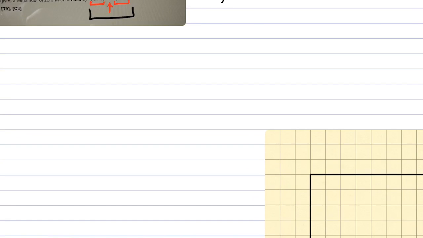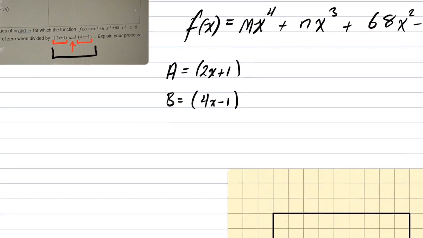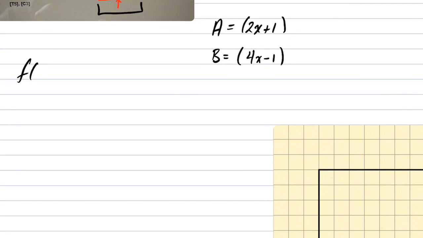So we have 2x plus 1, and I'm going to call it a. I'm going to say a is going to equal 2x plus 1. And b is equal to our other condition here of 4x minus 1. What this is asking is, if we take this function f of x, I'm not going to write out the full thing, just f of x, and divide it by a multiplied by b, or ab, like they both have to be there, this is the whole condition, we should get some number that has a remainder of 0.